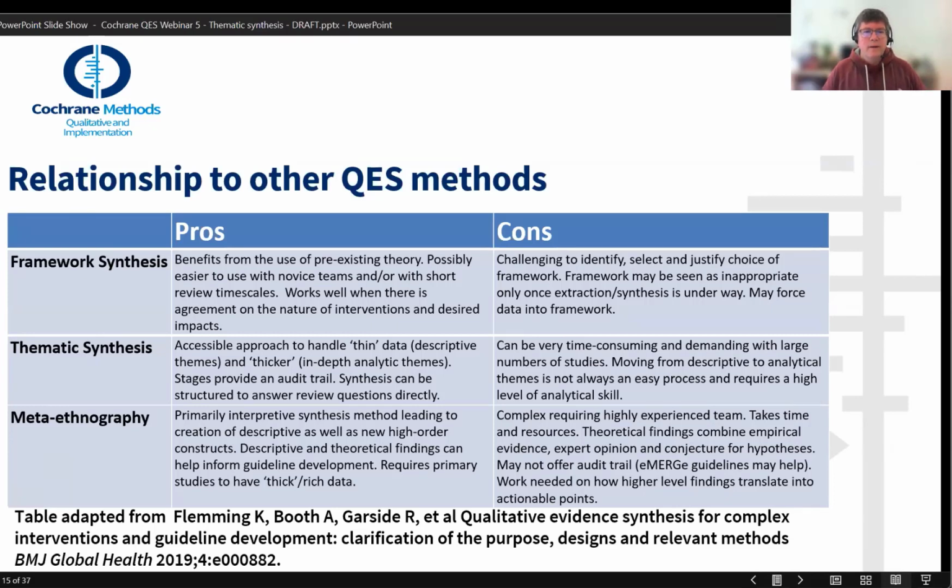There are similarities and differences, and like I said, you can use thematic synthesis within framework synthesis, and you can use some of the methods within meta-ethnographies. So they're not completely clear cut. They overlap with one another to a certain degree.